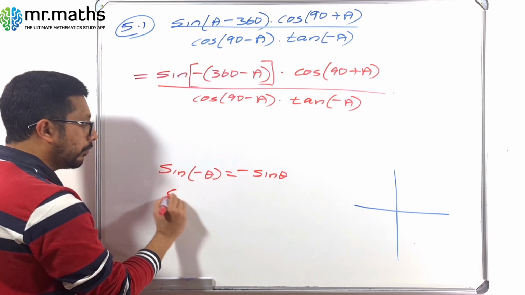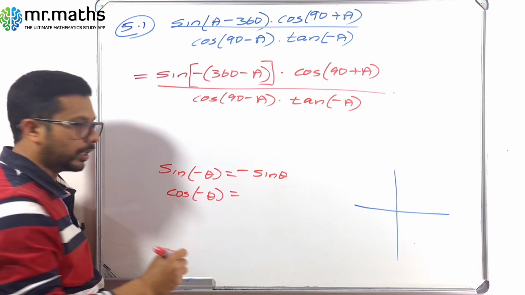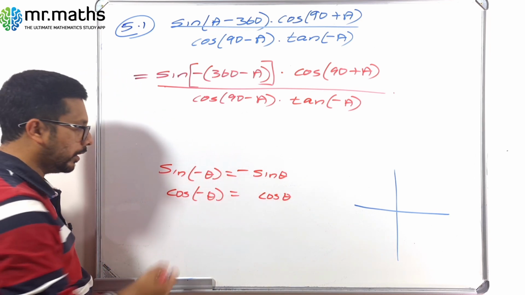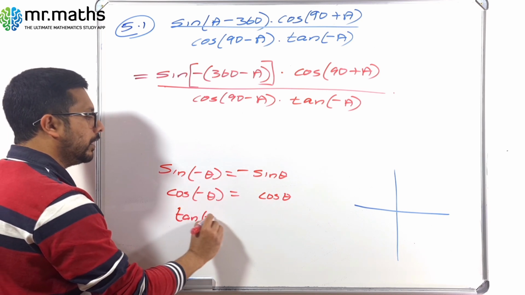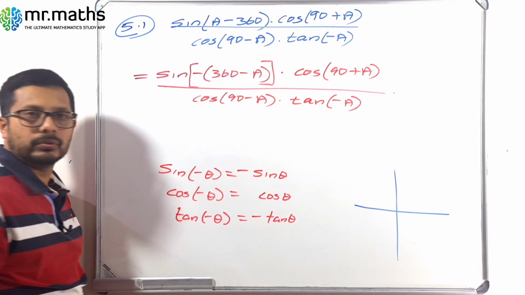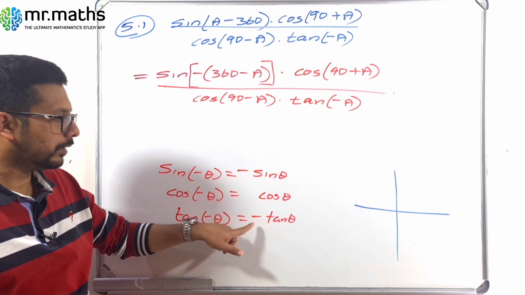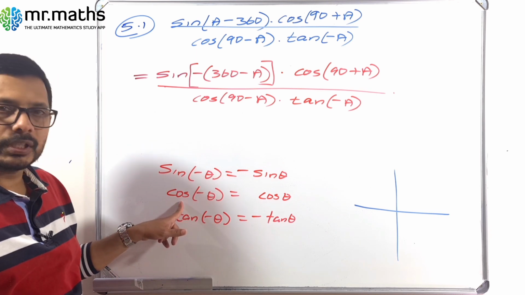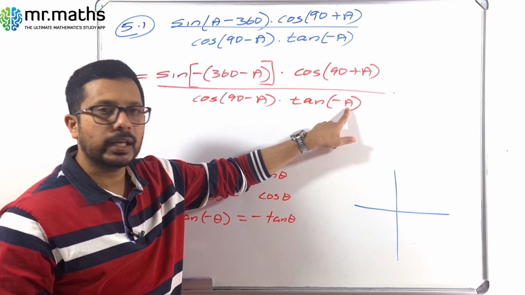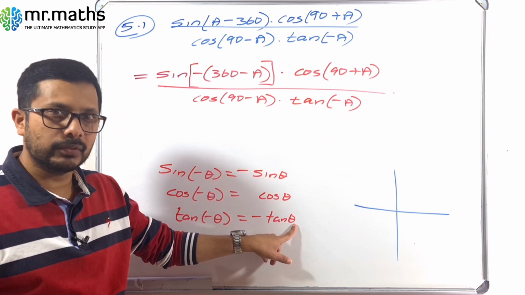But don't forget that cos of minus theta is not minus cos theta, it is positive cos theta. In the case of cos, there is a slight difference. Then tan of minus theta is minus tan theta. You have to remember this. It's very easy to remember: sine and tan, it is minus sine theta, minus tan theta, but if it is cos, it is positive cos theta. Look at this one. Tan of minus a is minus tan a. We are going to write that one.